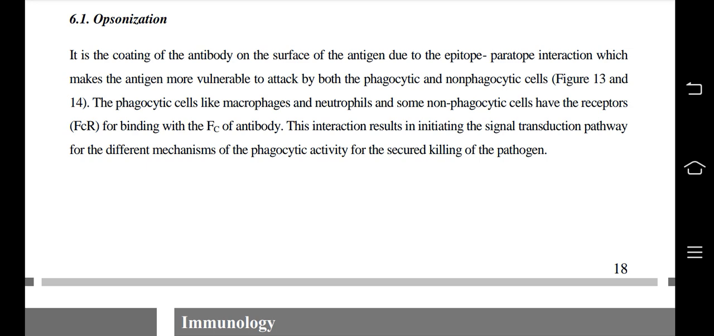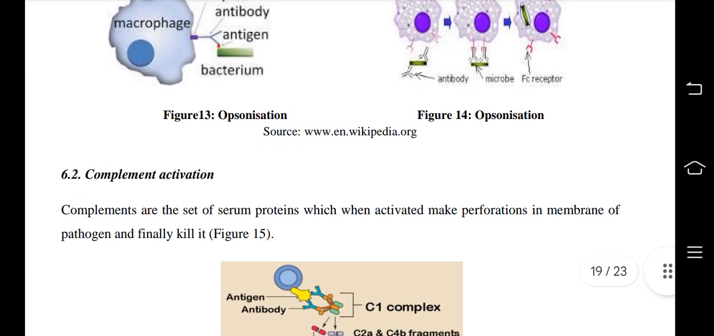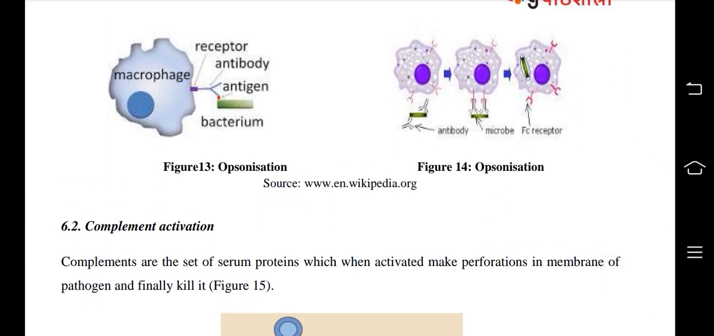Phagocytic cells like macrophages and neutrophils, and some non-phagocytic cells, have FcR receptors for binding with the Fc of antibody. This interaction initiates the signal transduction pathway for the different mechanisms of phagocytic activity for the killing of the pathogen. You can see in opsonization the macrophage, receptor, antibody, antigen, bacteria.